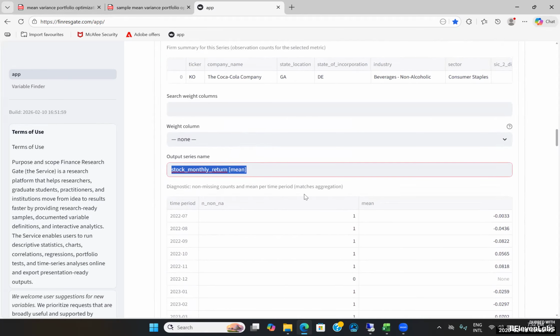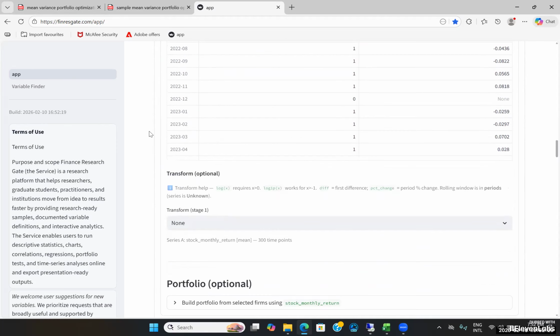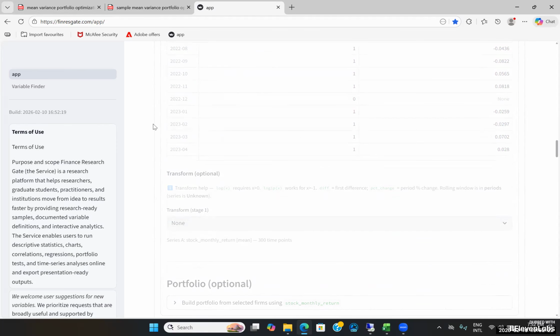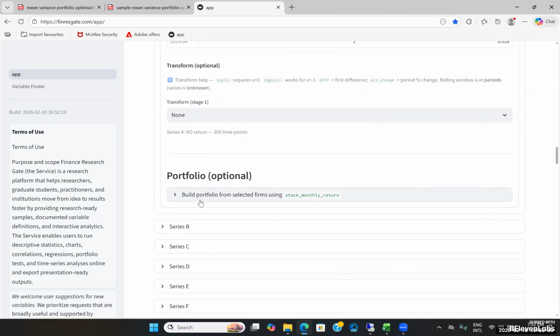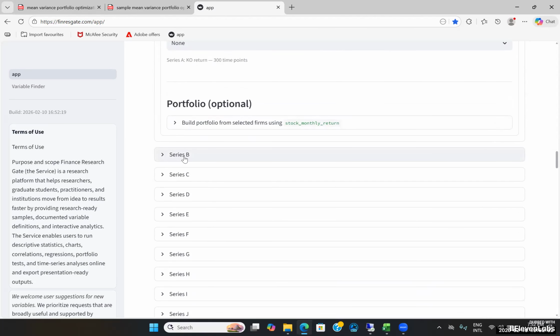All right, I've decided to rename the series. It's now called KO Return, which, of course, stands for Coca-Cola Return. Click anywhere outside of the box, and I will rename the variable for you. Or the asset involved in this case. Right now, we also have the opportunity to establish a Series B.